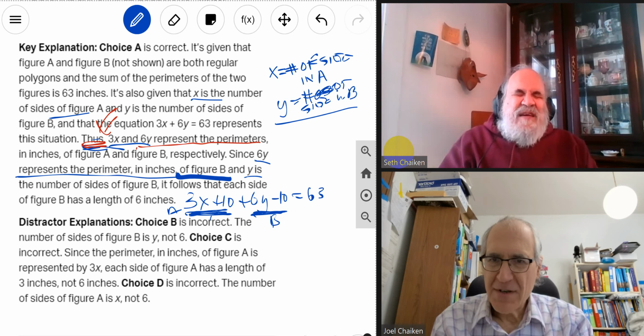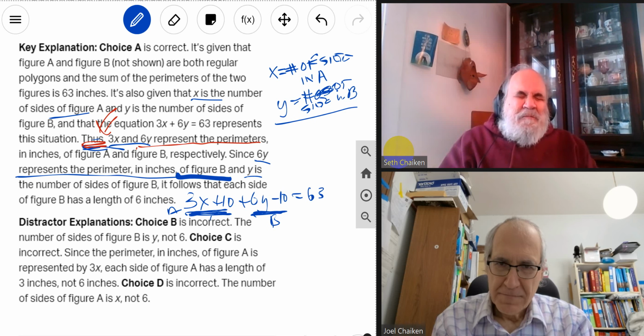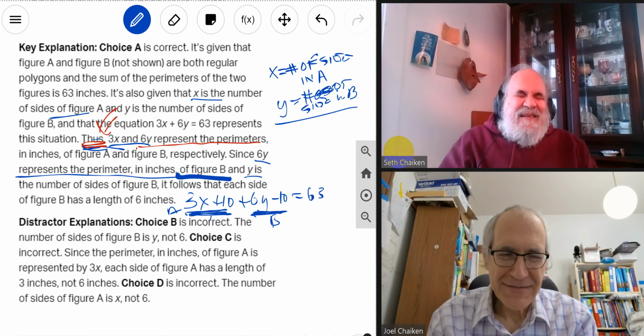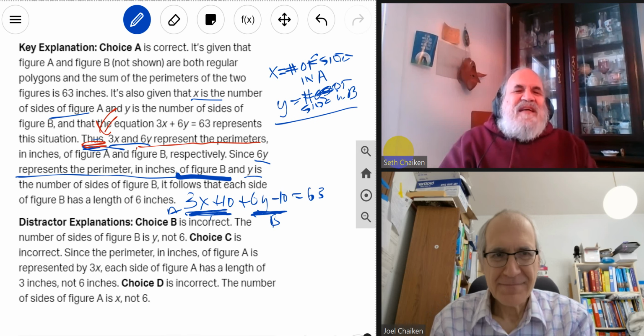X is the number. Each side has, it could be each side has length 2, and the 3 represents... Now, suppose maybe each side has length 4, right? And 3 represents the length of a side, or the length of a side minus 1. No, that doesn't work. So I think that nails it down.